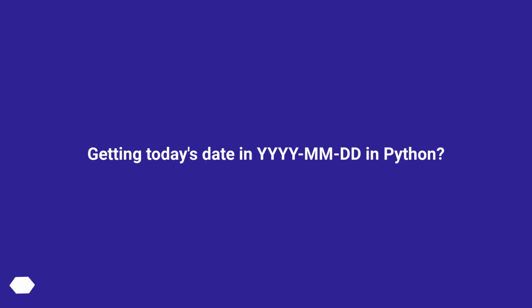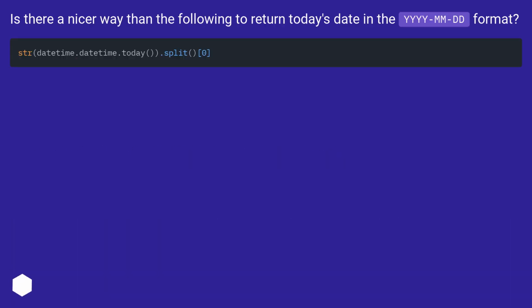Getting today's date in YYYY-MM-DD in Python? Is there a nicer way than the following to return today's date in the YYYY-MM-DD format?